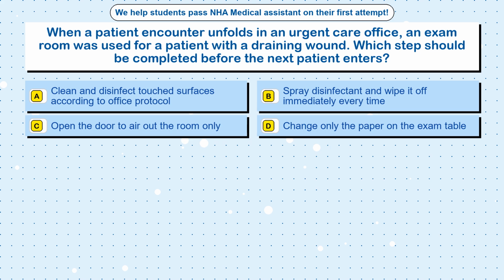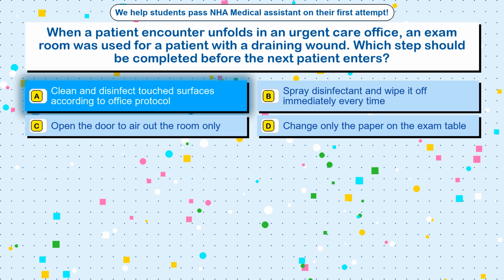Question 61. When a patient encounter unfolds in an urgent care office, an exam room was used for a patient with a draining wound. Which step should be completed before the next patient enters? Option A, clean and disinfect touched surfaces according to office protocol. Option B, spray disinfectant and wipe it off immediately every time. Option C, open the door to air out the room only. Option D, change only the paper on the exam table. The correct answer is option A, clean and disinfect touched surfaces according to office protocol.